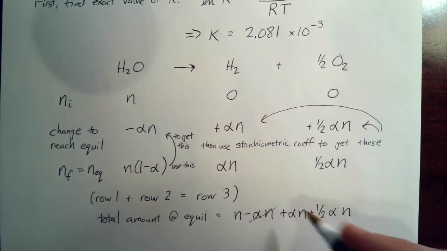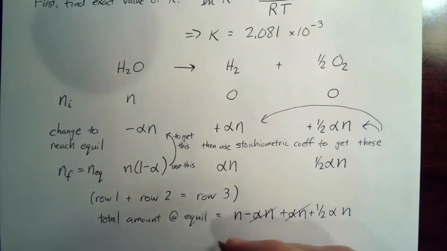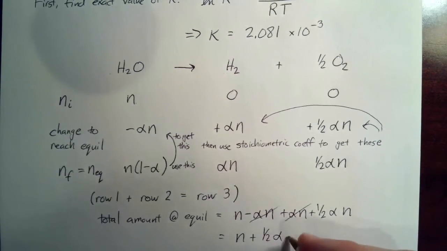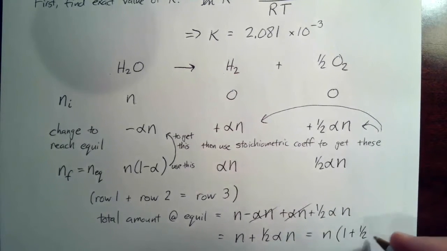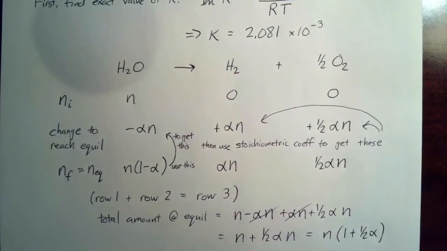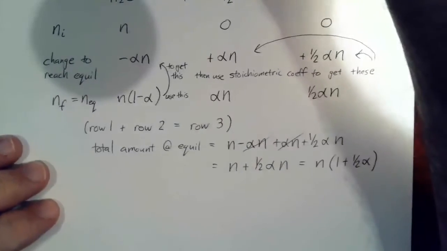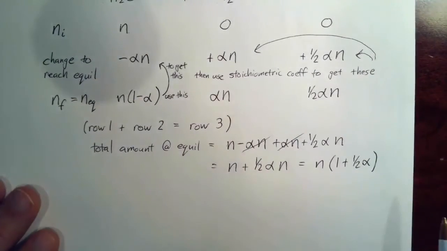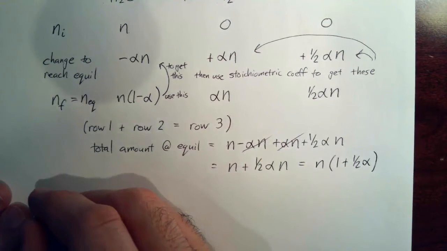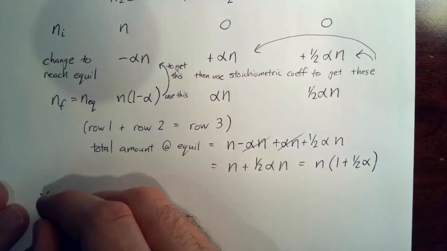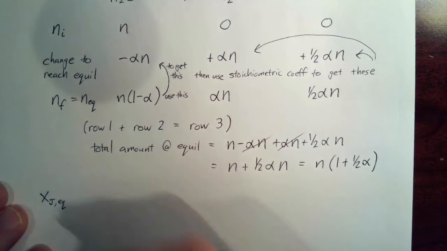And you see that the minus alpha plus alpha n cancel, and I'm left with n plus a half alpha n, which I can factor out the n, and I have n times 1 plus half alpha. So this is the total amount at equilibrium. So once I know the total amount, and I know the individual amounts, I can use those to get the mole fraction.